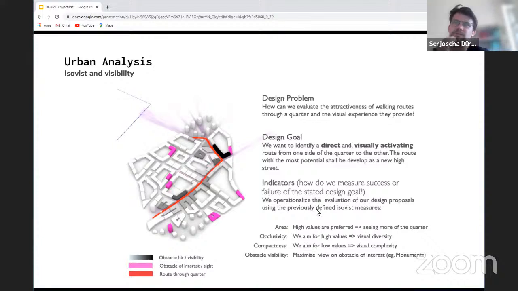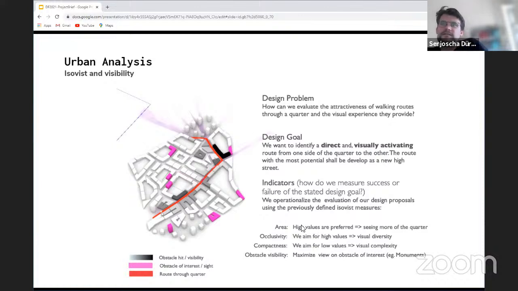And how do we measure that? Here we use some of the previously mentioned isovist measures, namely area, occlusivity, compactness, and obstacle visibility. Obstacle visibility means how many times you can see these points of interest, or buildings of interest. So from each point on this route, how many of these points of interest do you see from there?